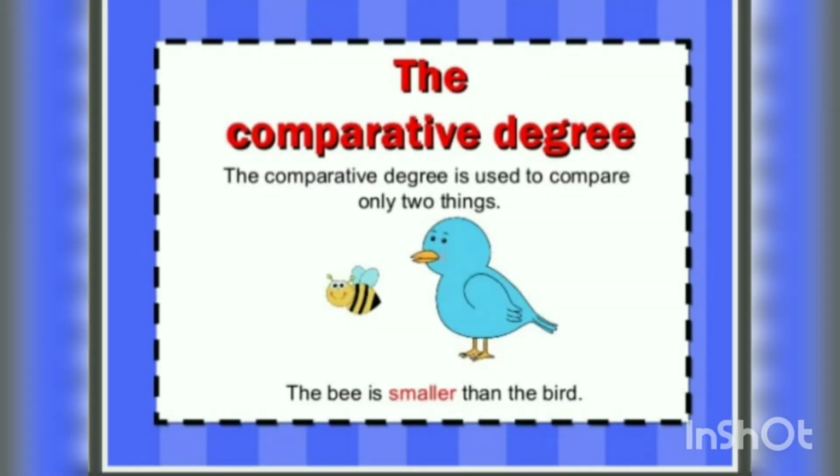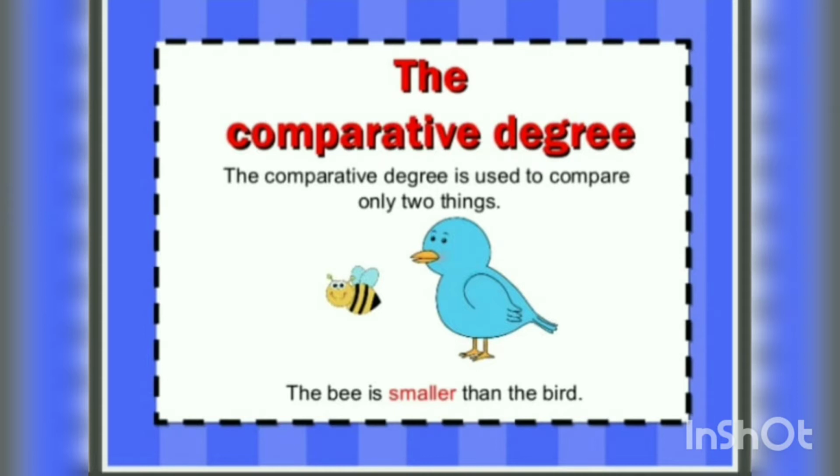The comparative degree. The comparative degree is used to compare only two things. The bee is smaller than the bird. So here you are comparing two things. What are the two things? Bee is compared to the bird. So the bee is smaller than the bird. You can see it in the picture there, very clearly visible.